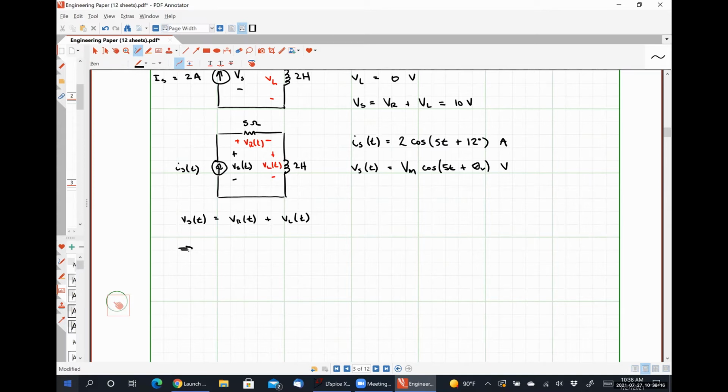So as an aside here, I could calculate VR of t, still using Ohm's law. It would just be R times the current flowing through the resistor, which would give me 5 ohms times 2 cosine 5t plus 12 degrees amps, or 10 cosine 5t plus 12 degrees volts. Anybody have any problem with that?